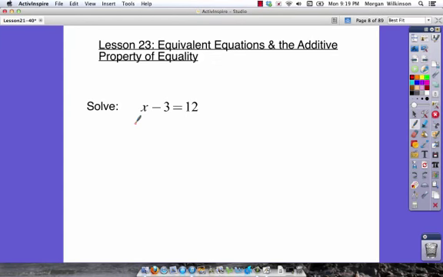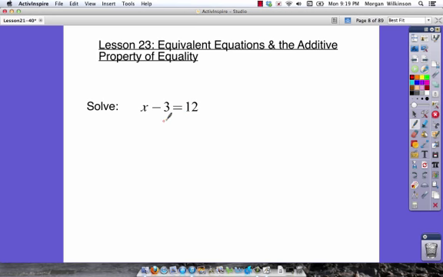Lesson 23 is all about equivalent equations and the additive property of equality. Now, when we look at this lesson, what we're trying to do is solve problems like we have here. First one is x minus 3 is equal to 12. So what we're saying is some number minus 3 is equal to 12. Well, if we take away 3 from some number, what number must that be to equal 12?